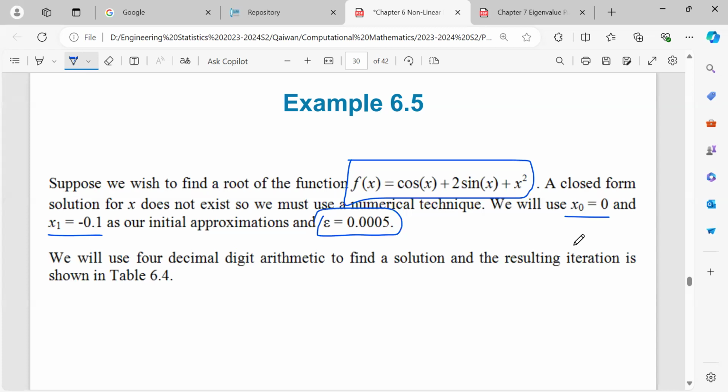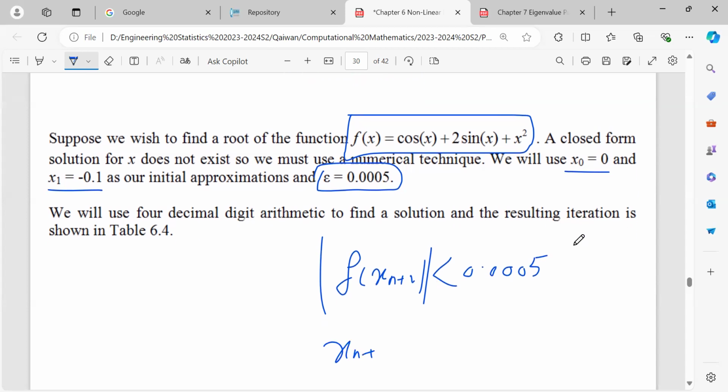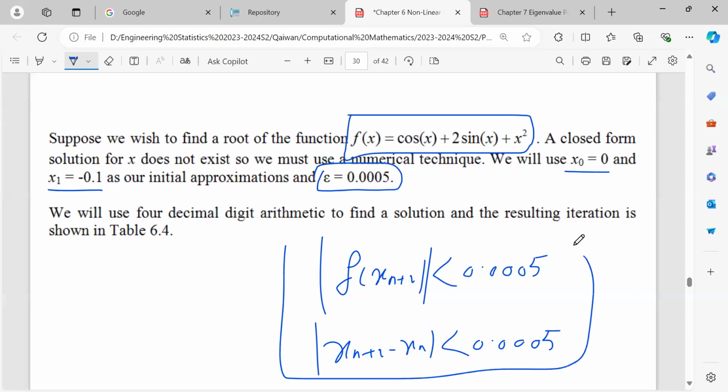Here we will continue an iterative method. We must continue until f of x, the last value of x, let's say xn plus 2, is in absolute value less than 0.0005, or if xn plus 2 minus xn is less than 0.0005. If one of these two conditions is satisfied, we stop.